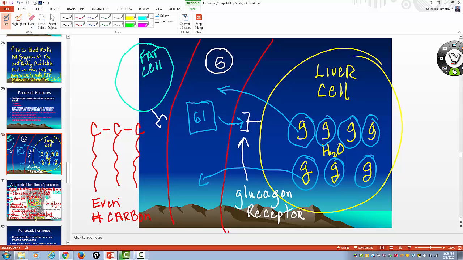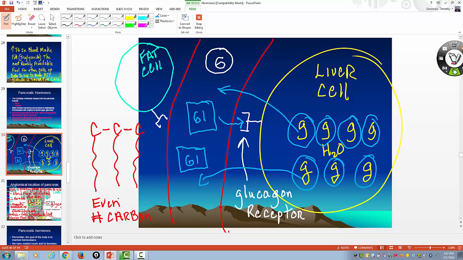And glucagon is going to be released until your blood sugar is back to that homeostatic level of 80 to 100. Now, remember that the only fuel the brain can use is glucose. The other cells of the body can use fat when there isn't any glucose around. So not only does glucagon break down the glycogen stored in the liver, but you also have glucagon receptors on fat cells.